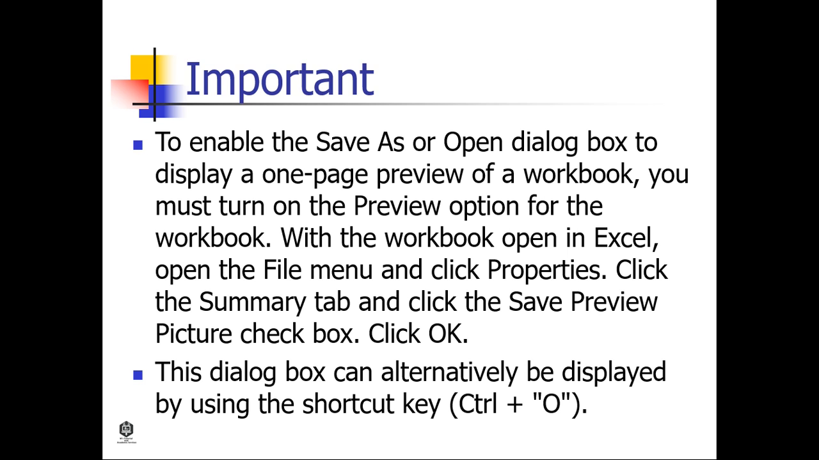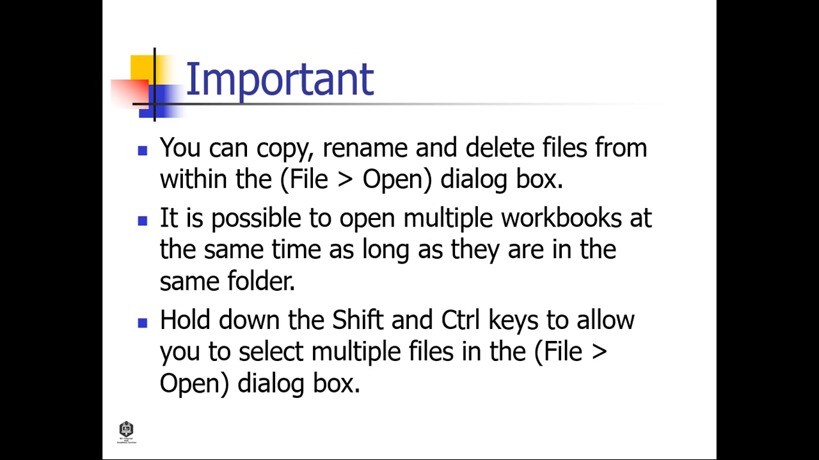Reminder, to enable the Save As or Open dialog box to display a one-page preview of a workbook, you must turn on the Preview option for the workbook. With the workbook open in Excel, open the File menu and click Properties. Click the Summary tab and click the Save Preview Picture checkbox, then click OK. This dialog box can alternatively be displayed by using the shortcut key or Ctrl-O.